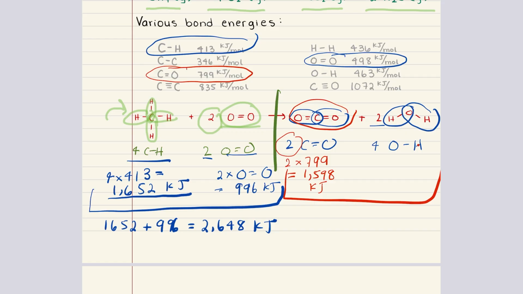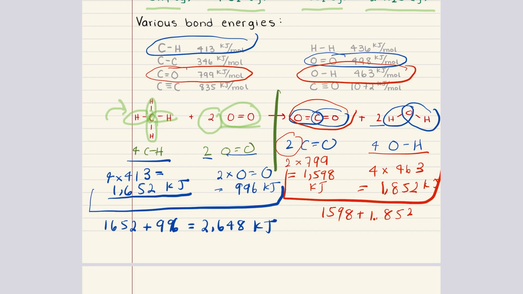What about our 2 water molecules? We will form a total of 4 new oxygen-hydrogen bonds. Oxygen-hydrogen bond, we have 463, so we multiply that by 4, and we will get 1,852 kilojoules. So the total energy released from all of these bonds forming is going to be 1,598 plus 1,852, and that is equal to 3,450 kilojoules.